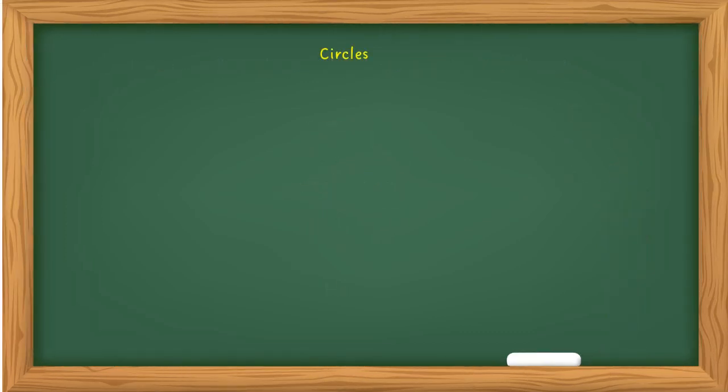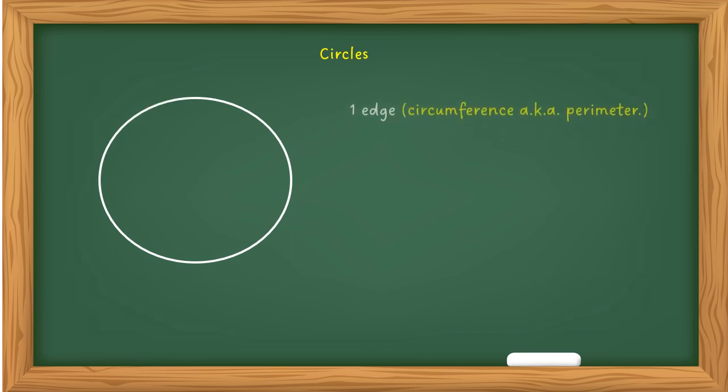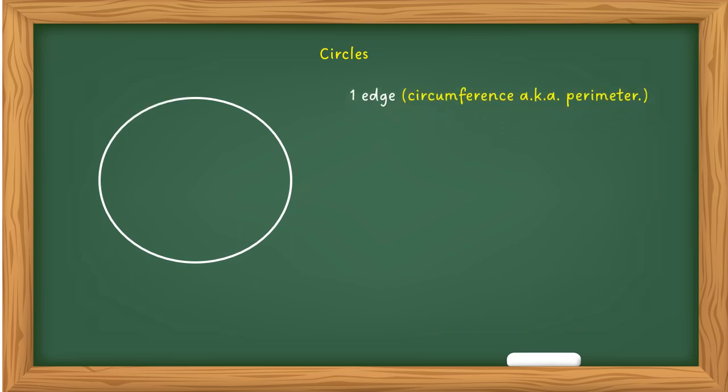Let's look at circles. Okay, now a circle, you have your circumference, okay, or the edge or the perimeter. All right, so you have one edge, circumference, also known as perimeter. You have a diameter. Now the diameter runs from edge to edge through the middle of the circle. All right, and then you have the radius. Now you'll notice the radius is half the diameter. Again, when it comes to things like area and volume, that's very important to know, that the radius is half the diameter.